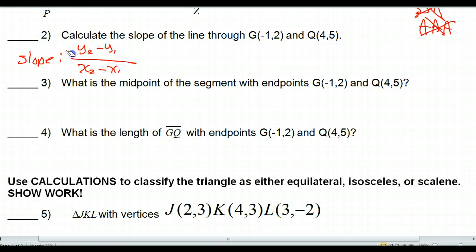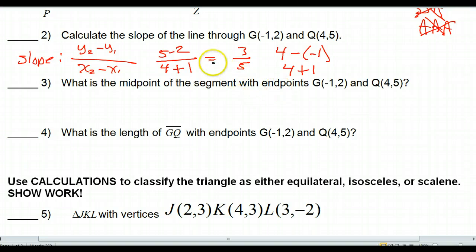So slope is y minus y over x minus x. In this case, that's going to be 5 minus 2 over 4 minus negative 1. I'm going to put 4 plus 1, because I'm doing 4 minus negative 1, and I understand that minus a negative is the same thing as plus. So that's going to be 3 over 5. So the slope is 3/5.